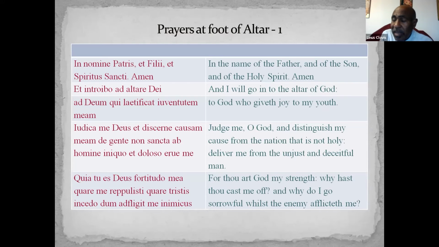In the name, in tells me it is ablative. Agree? In the name is ablative. Patris, of the father, is genitive, it's a third declension as well. Pater, patris. Et and fili, from filius, it's also genitive. So it's of the son.